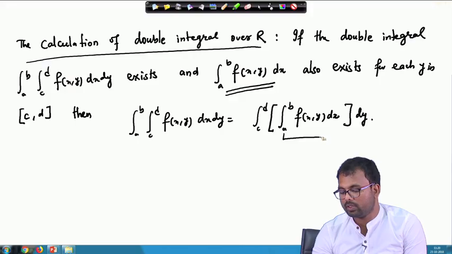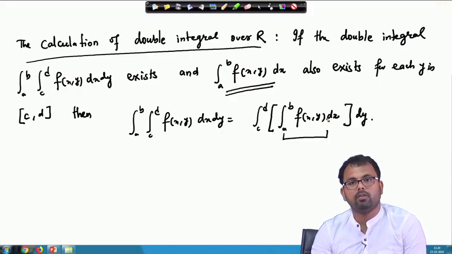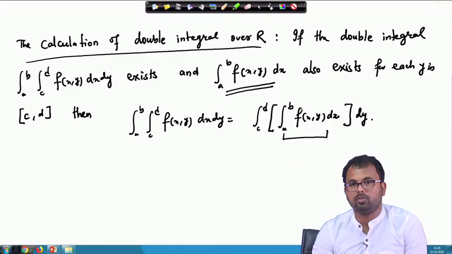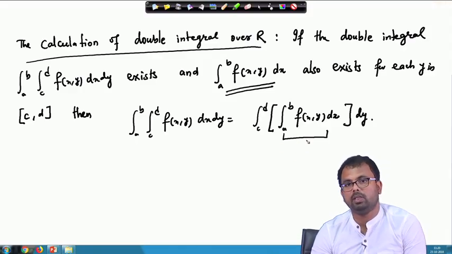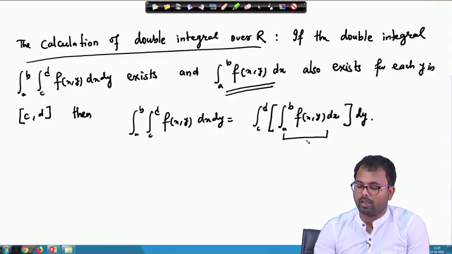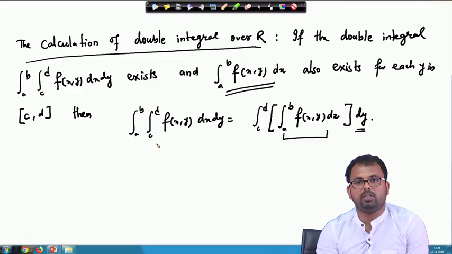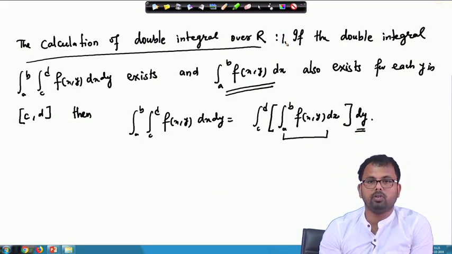So, first we evaluate this integral with respect to x only, where y will be treated as constant, and then after the integration we substitute the values of x, and we will obtain a function of y only. And afterwards we integrate with respect to y only, because other than that you have the rest of the things as constants, and then that will actually be the value of that double integral. So, here we first integrated with respect to x and then with respect to y. Let us call it point 1.